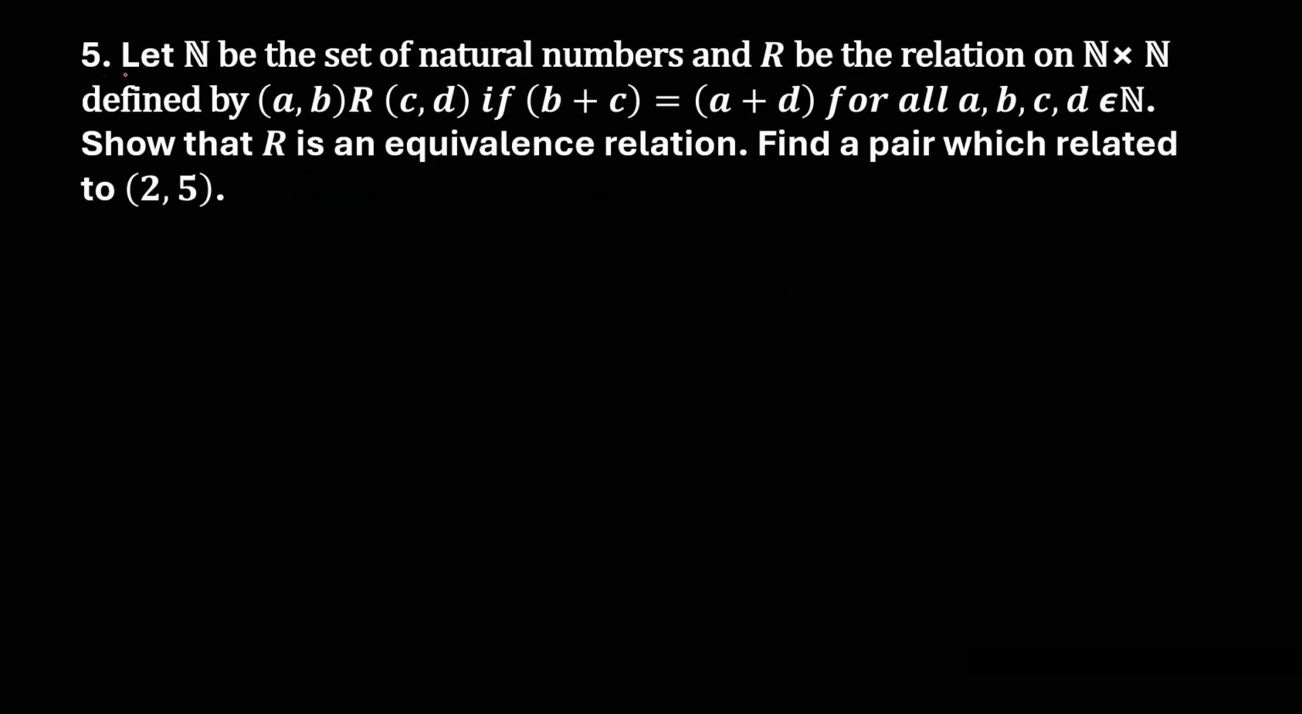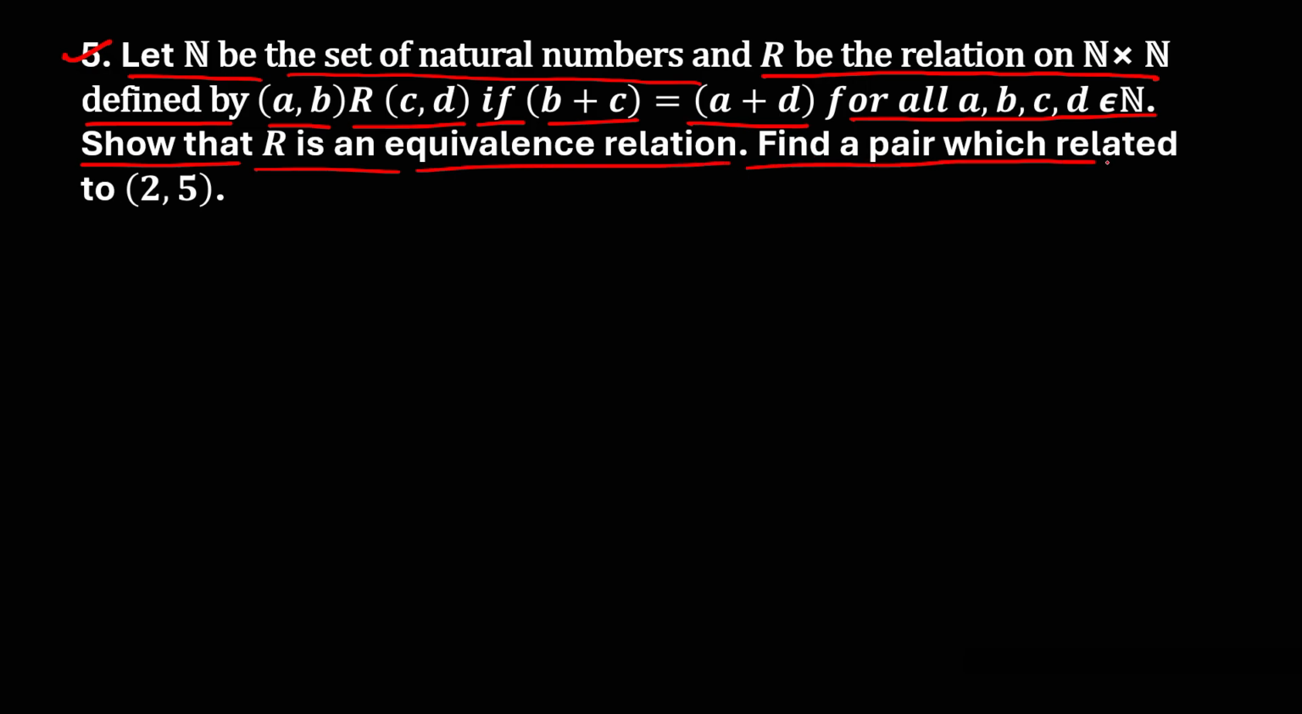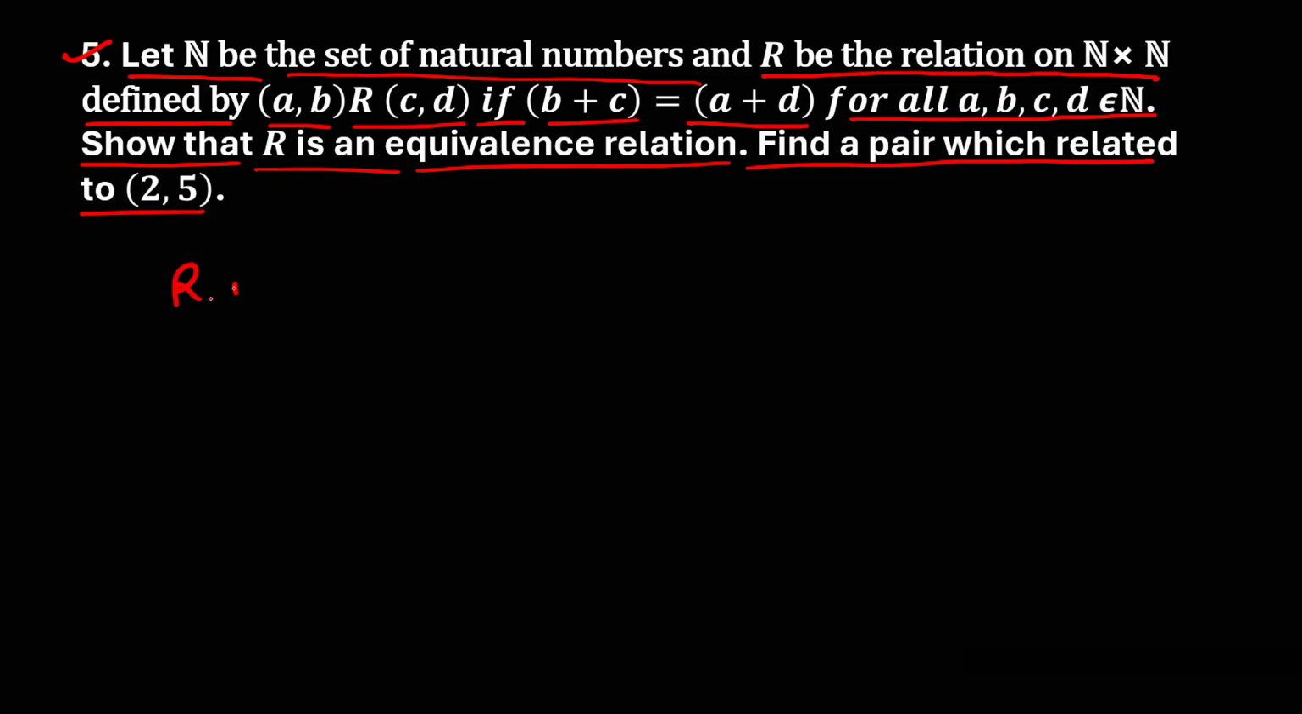Problem number 5 says: let N be the set of natural numbers and R be the relation on N cross N defined by (a, b) R (c, d) if b plus c equals a plus d for all a, b, c, d belonging to natural numbers. Show that R is an equivalence relation and find a pair which is related to (2, 5).